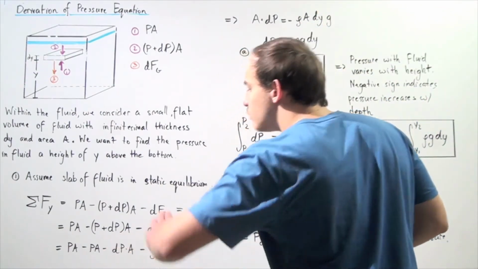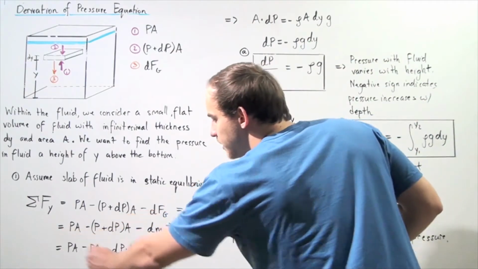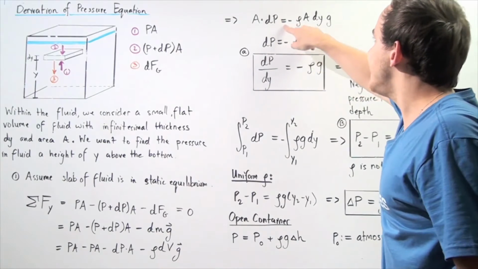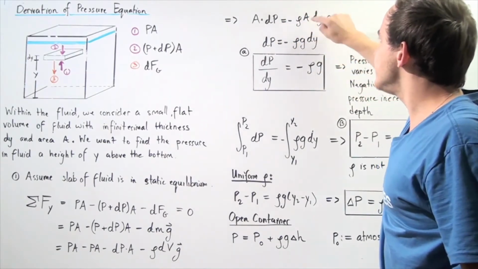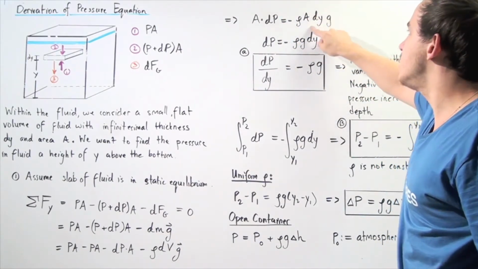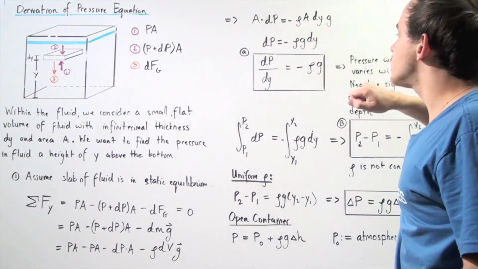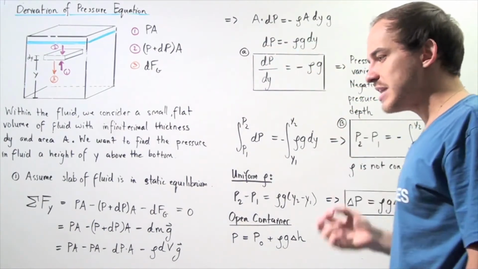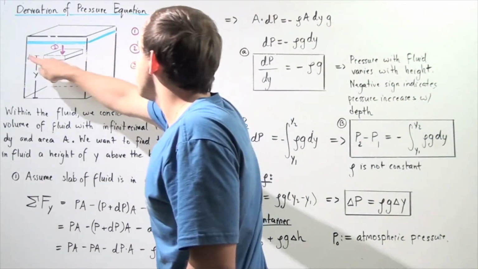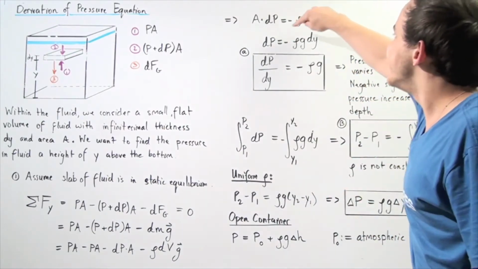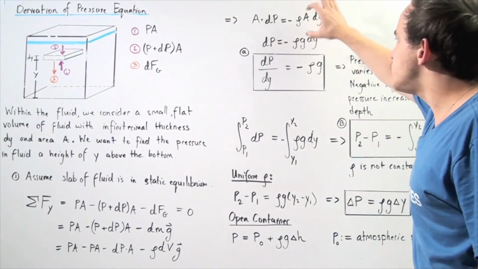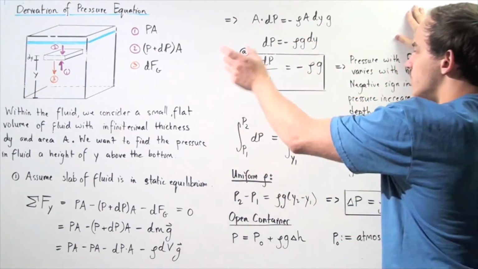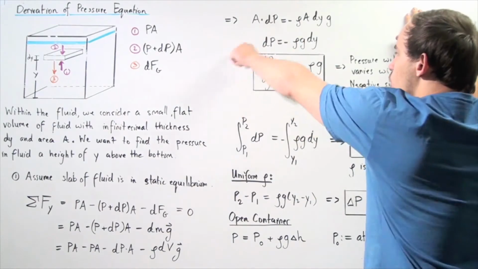And we take this and we bring it to the other side, and we cancel these terms out, and we get that A multiplied by dP equals negative the density times A times g times dy. Now A's appear on both sides. We can cross those out, and we get dP, our infinitely small change in pressure at the bottom of our container, is equal to negative the density times g times dy. So if we take dy and bring it to the left side, we get the following result.